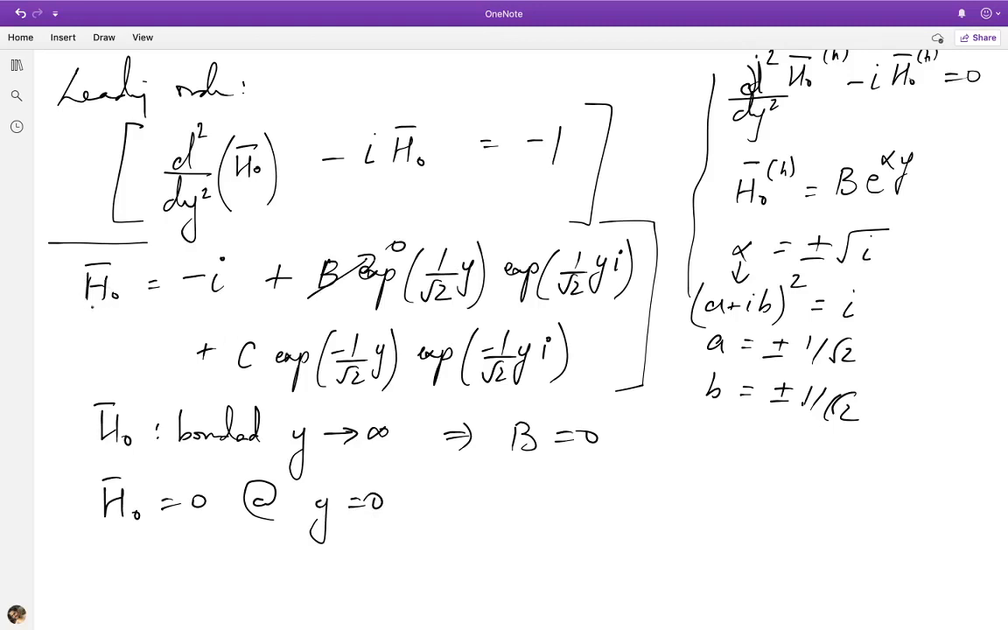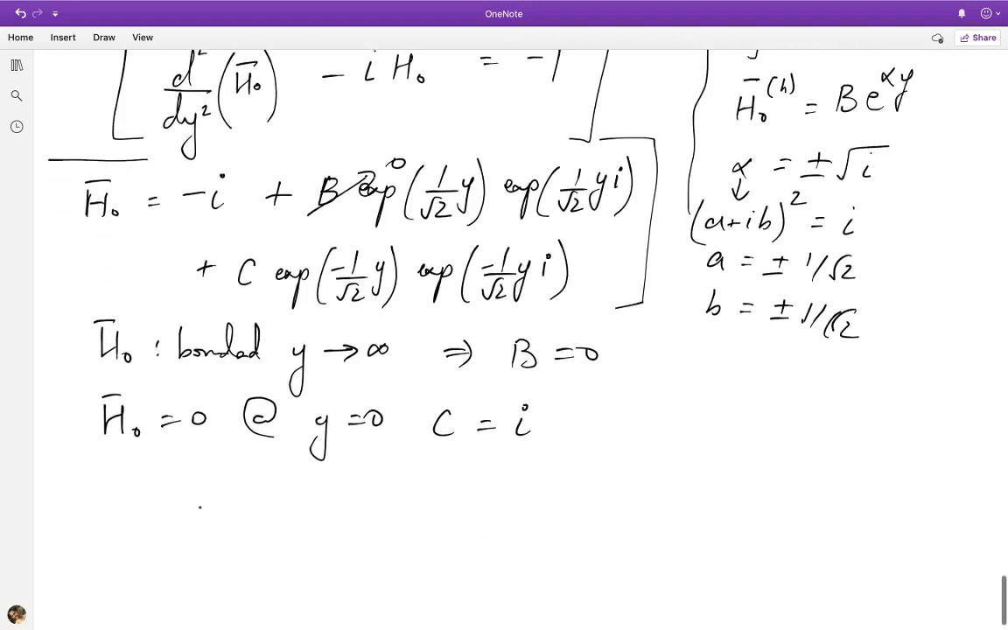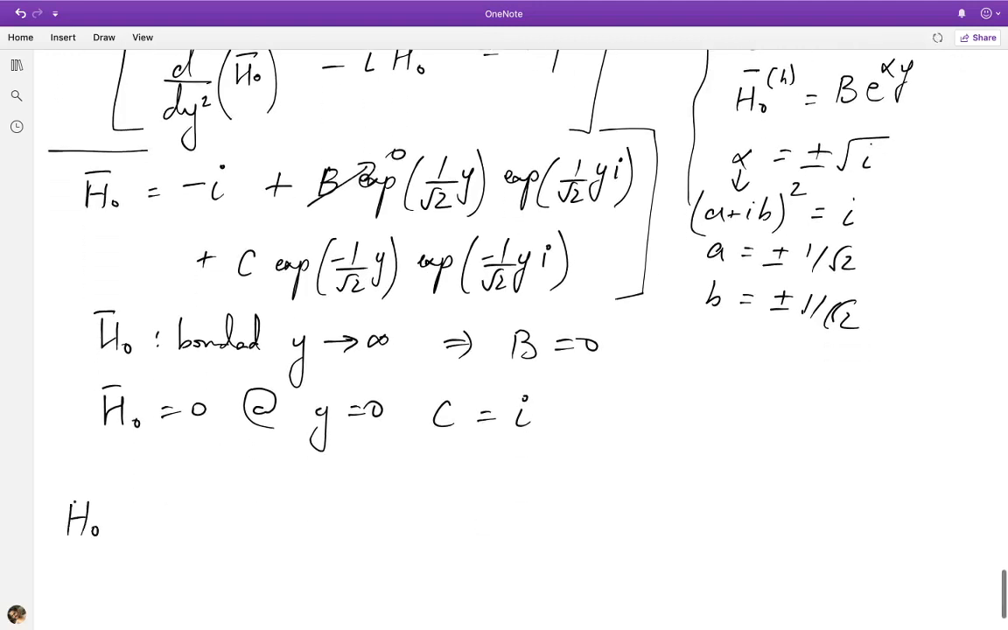gives us what? So here I have h naught equal to 0, so I'll have i, and y going to 0 basically gives me 1, so c must be equal to i to satisfy the second boundary condition, and therefore I get the fact that h naught bar is equal to minus i into 1 plus exponential of minus y by root 2.